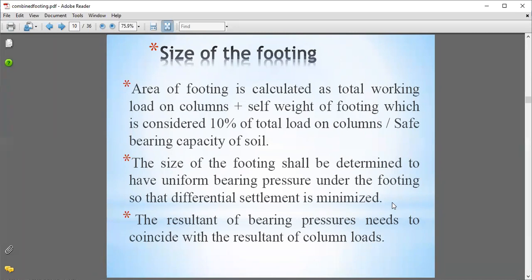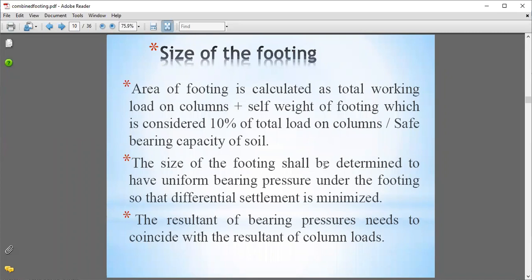या ठिकाणी area of footing जर calculate करायचं असेल तर त्या ठिकाणी area of footing is calculated by the total working load on column. Total load of the column, column number 1 plus column number 2 plus self weight of the footing, that is the total load. And that total load of the column is divided by the safe bearing capacity. So based on these two, we'll calculate the area of the footing.